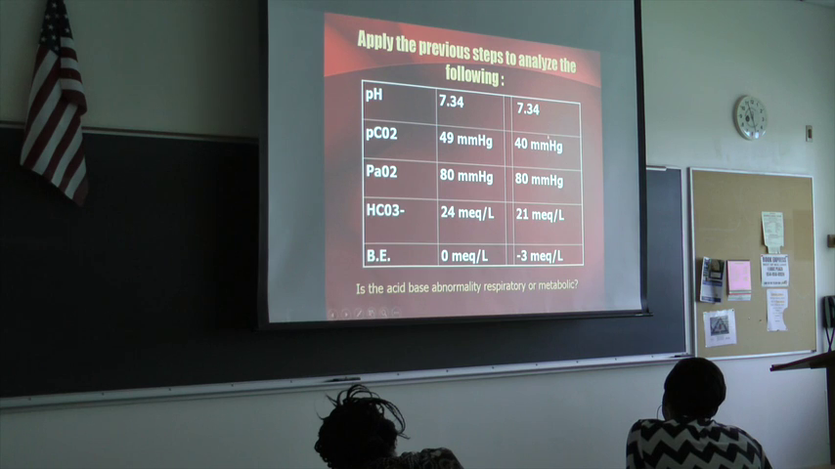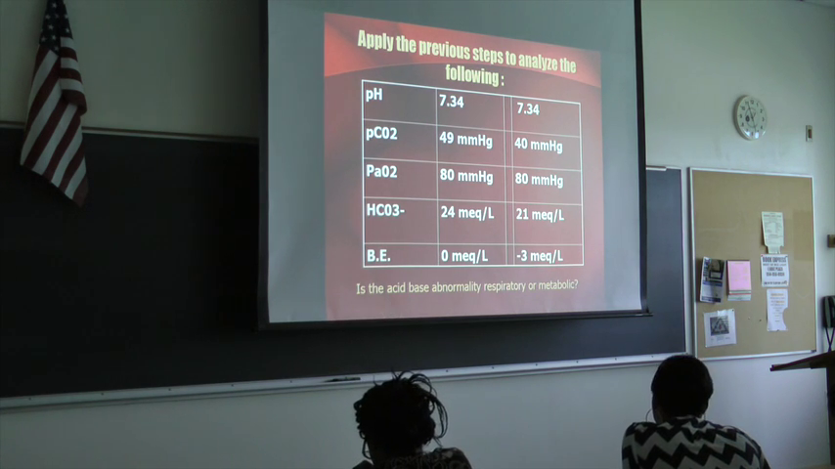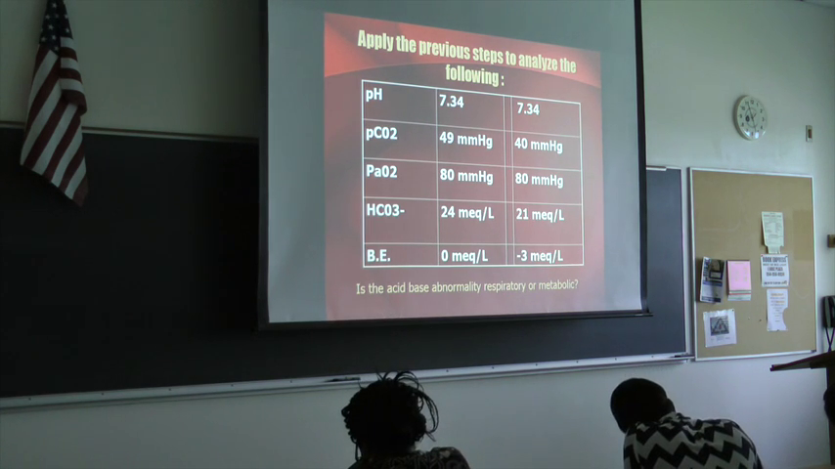On the right, we have another blood gas. The pH is 7.34. Is that in normal range? No, that's an acidotic pH. So now let's look at the carbon dioxide and the bicarbonate level to decide what's causing the pH to be acidotic. The CO2 is 40 millimeters of mercury. That's in normal range, so write normal underneath it.